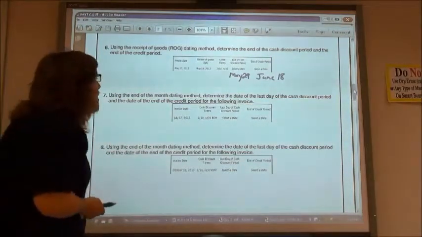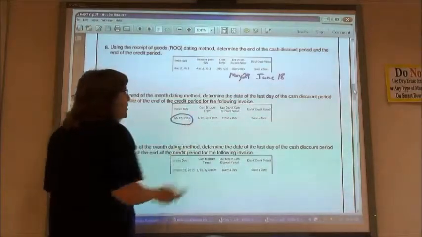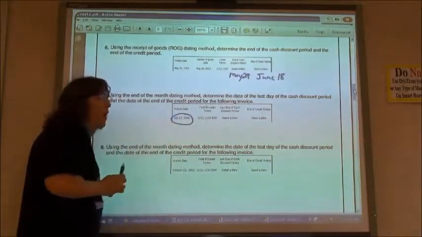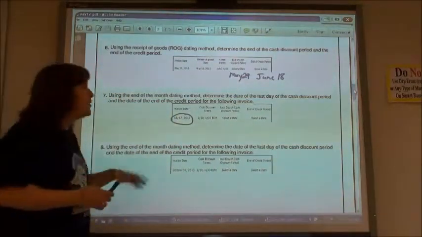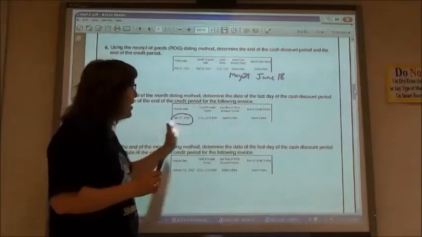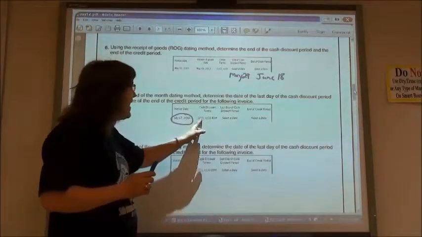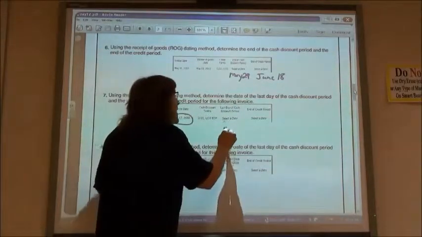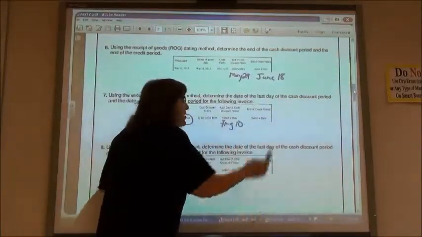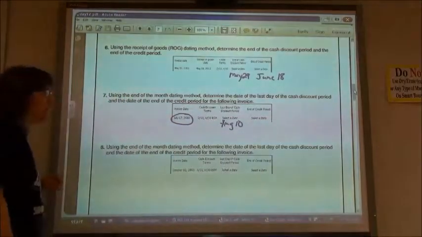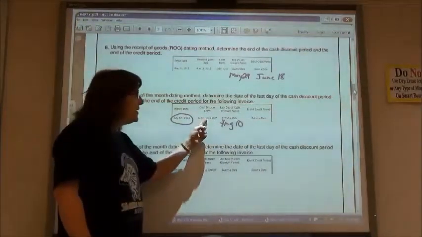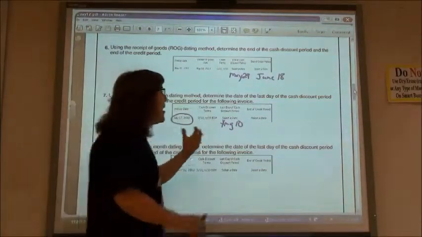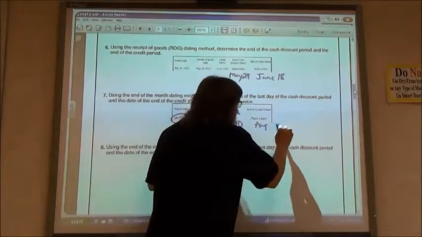So if I look at this one, here my invoice date is on July 17th. Since it's on July 17th, I'm going to process that still in July. It's going to process on the 25th of the month. I'm going to send it out. They're going to have 10 days after the end of July. So after July is August, it's going to be August 10th to get that cash discount. The net is due 30 days after the end of the month. 30 days after the end of July means it's going to be August 30th.